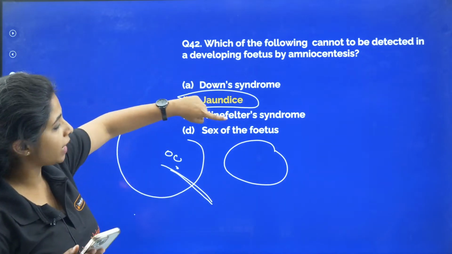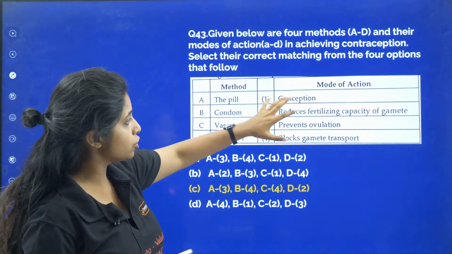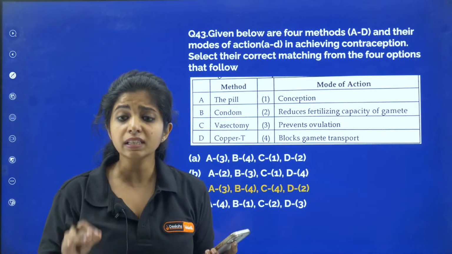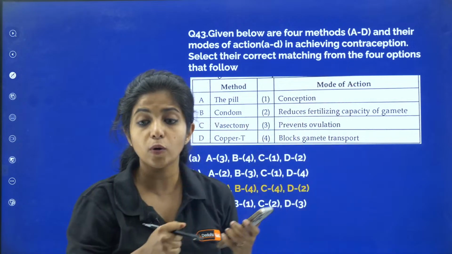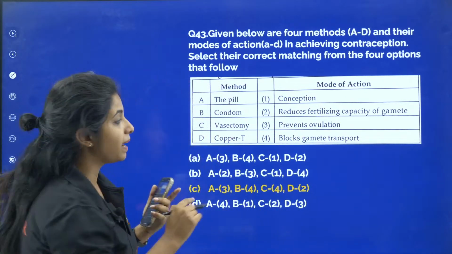You can find Down syndrome, Klinefelter syndrome and all the other things. Next thing, given below are the 4 methods. You should know what it is. Copper T, my dear children, is basically the one that is going to hold the sperms and not allow them to move. So it does not allow movement and also reduces the fertilizing capacity of the sperms.